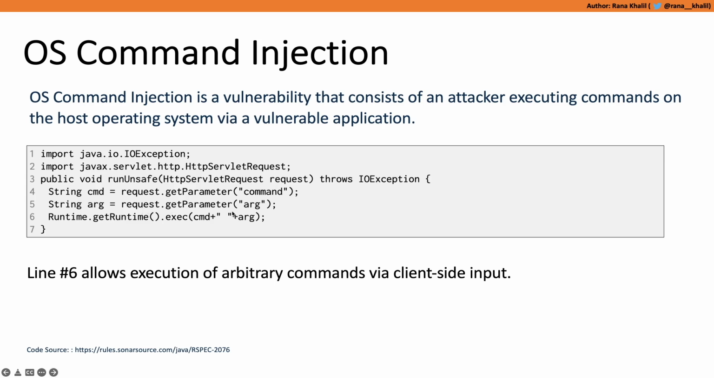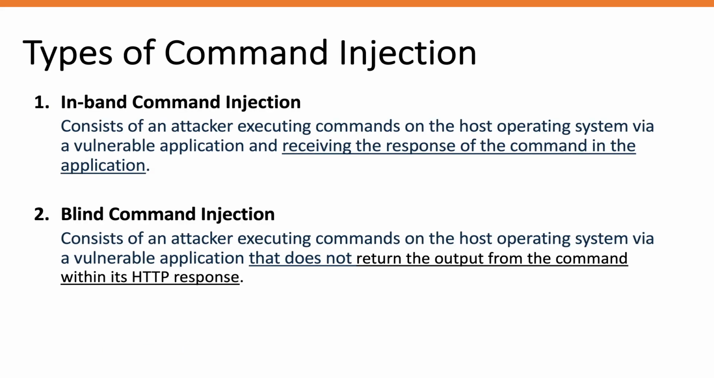So essentially all an attacker would have to do is set the command parameter to cat and then set the arg parameter to /etc/passwd, and then the attacker is able to exfiltrate data from the system. So there's nothing stopping the attacker from entering malicious commands in the client-side parameters and then executing it on the server. Alright, so we talked about the technical details behind command injection vulnerabilities.